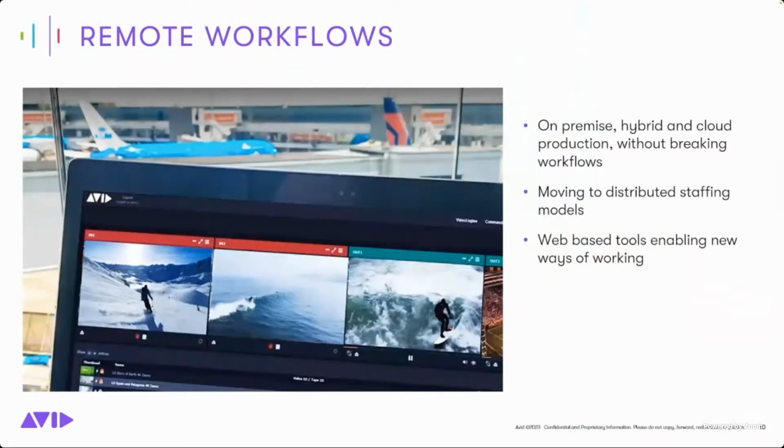Remote working, of course, is something that we've seen a huge rise of in recent times, partly prompted by COVID and the response to that. But it's something that is now becoming much more embedded in the workflows that we have. So part of the move to remote workflows is also about working with web-based tools. So what is Avid doing around the utilization of web-based tools to enable something like remote workflows?